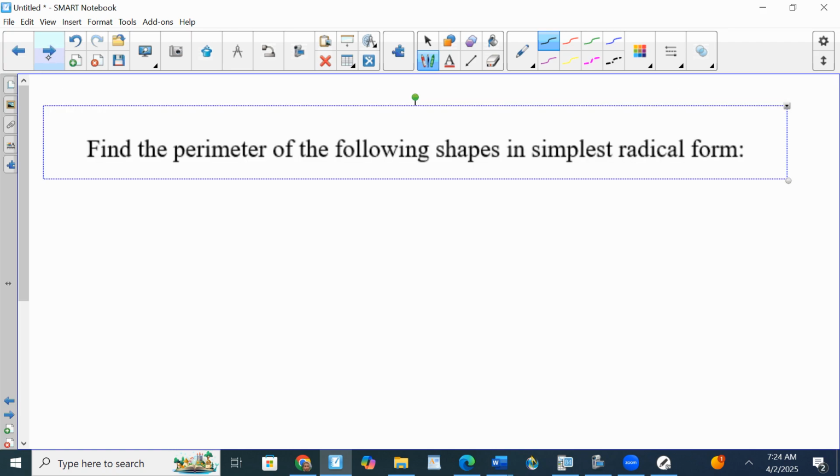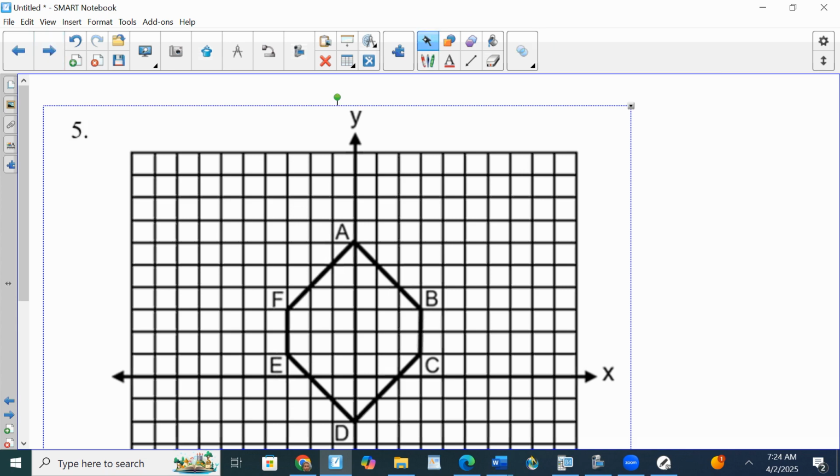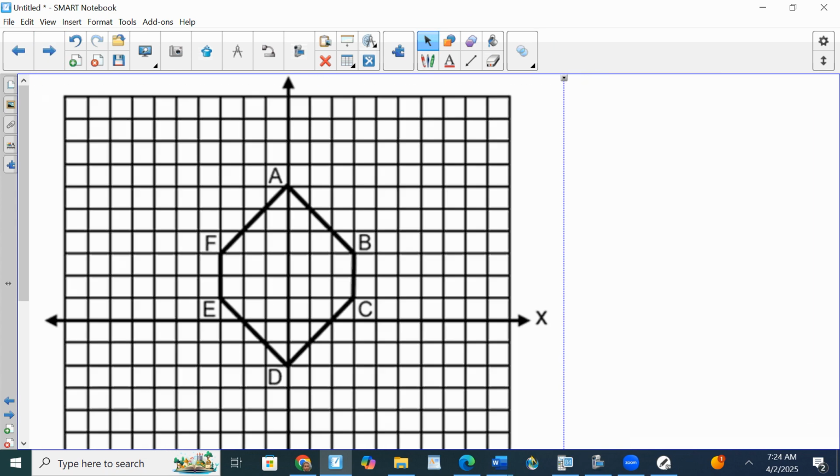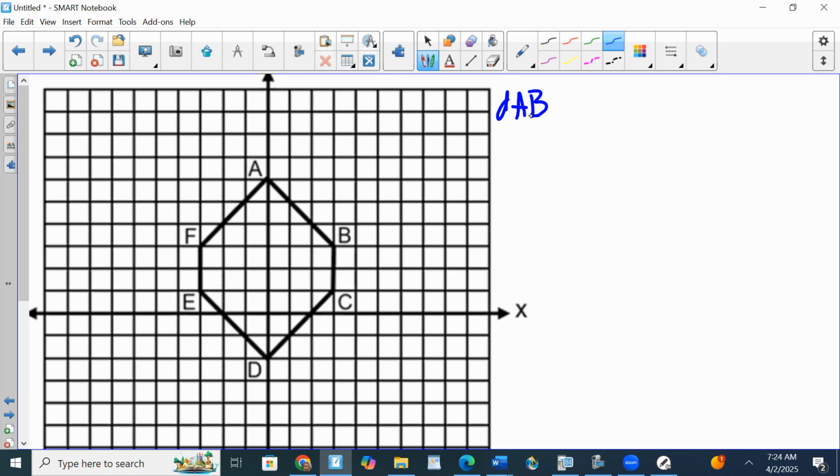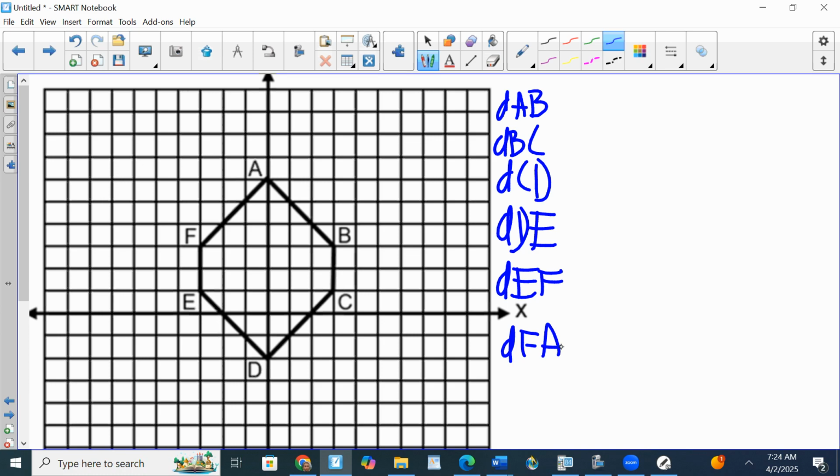Find the perimeter of the following shapes. Well, to find the perimeter, I need to add up all the sides. So I have to find the distance of all the sides. So I'm going to start with AB, BC, CD, DE, EF, FA, and that's it.